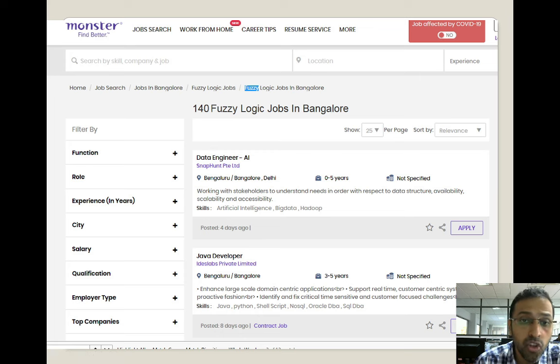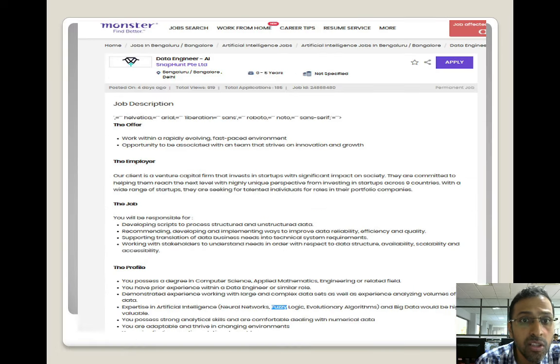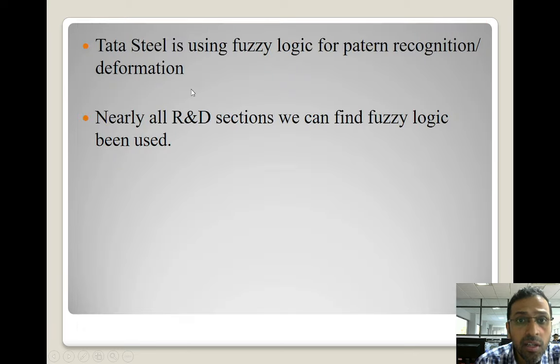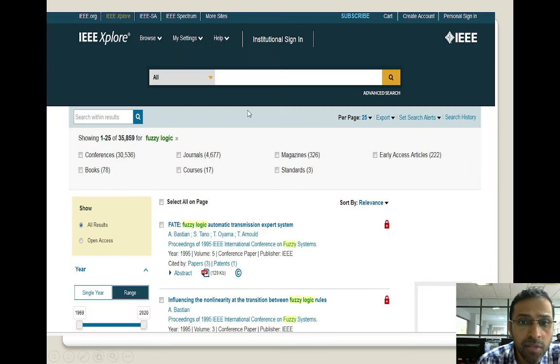So when we are talking about the job roles for fuzzy logic, we can see that there are a lot of companies who are saying that there should be a skill of fuzzy logic in their candidates. So there are a lot of job openings. Now the majority of the places where fuzzy logic is used is in the R&D section, that is research and development. Tata Steel is right now using it for pattern recognition and all those things for finding the deformations in their system. So there are a lot of things. Apart from that, as I was telling you, in the research sector, they are using it widely. You can see there are a lot of journal papers. More than 35,000 papers are actually available using fuzzy logic.